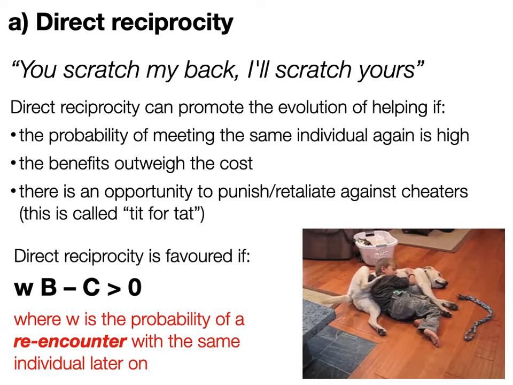And so Hamilton's rule can also be modified for the direct reciprocity scenario, and the inequality that you see on the bottom of the slide is providing that modification. Theorists have shown that direct reciprocity is favored if W times B, for benefit, minus C, the cost of providing help, is greater than 0. And W here is the probability of re-encountering the same individual later on. And so that's the mathematical formalization of the first bullet point, where reciprocity is favored if the probability of meeting that same individual is high, if W is high.